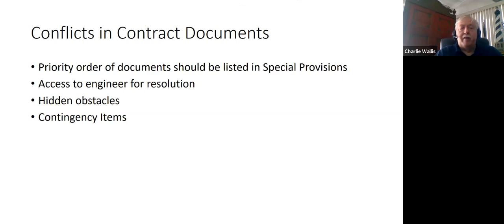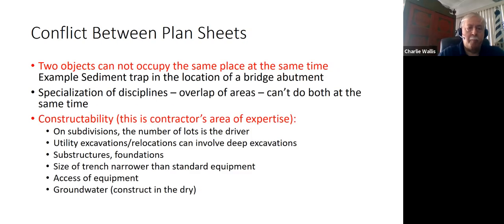The inspector needs to have access to the engineer in case there's something that cannot be resolved by looking to the plans and specs. Also, there may be hidden obstacles, again, that weren't anticipated when the plans were designed, and there needs to be the ability to provide for contingency items when the need arises.